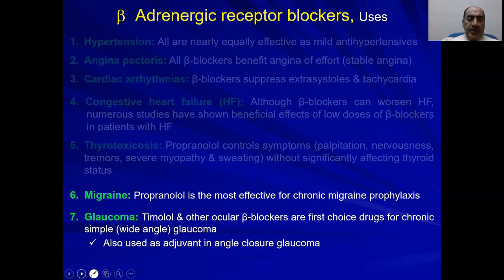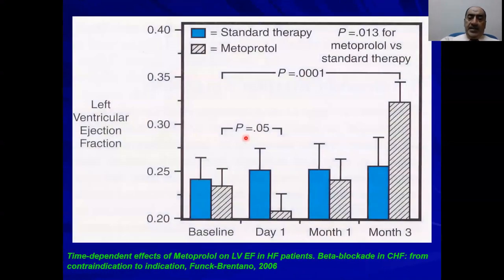Let us talk about the research here. This research was done in 2006, which shows actually what we expected in the beginning. This is metoprolol, and this is standard therapy. The x-axis is the duration of time, and the y-axis is the left ventricular ejection fraction, which is a readout for cardiac function. So the higher the y-axis, the more contractility. The more ejection fraction, the more contractility. This is the baseline at time 0.